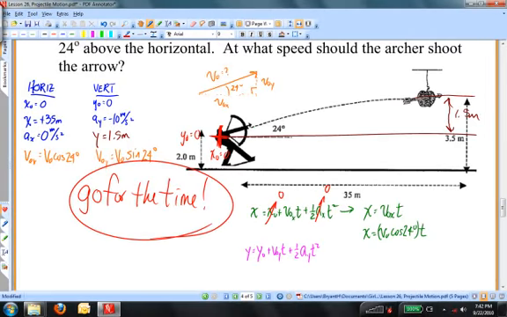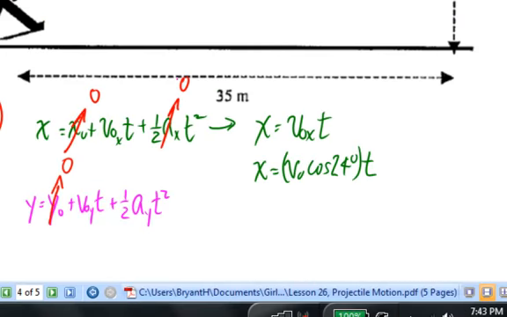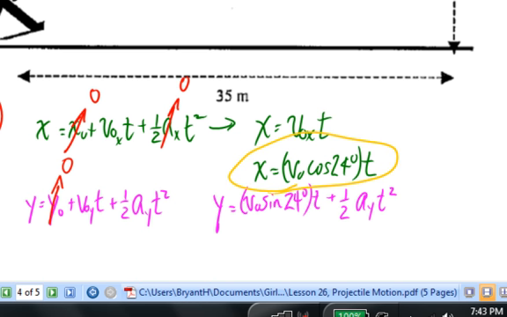There's a 0 I could insert into that. And I want to write V0y in terms of V0 and the sine of 24 degrees. So I can rewrite my y equation to look like this. And now I claim to have it because I've got two equations and two unknowns. I've got an equation in x and I've got an equation in y.